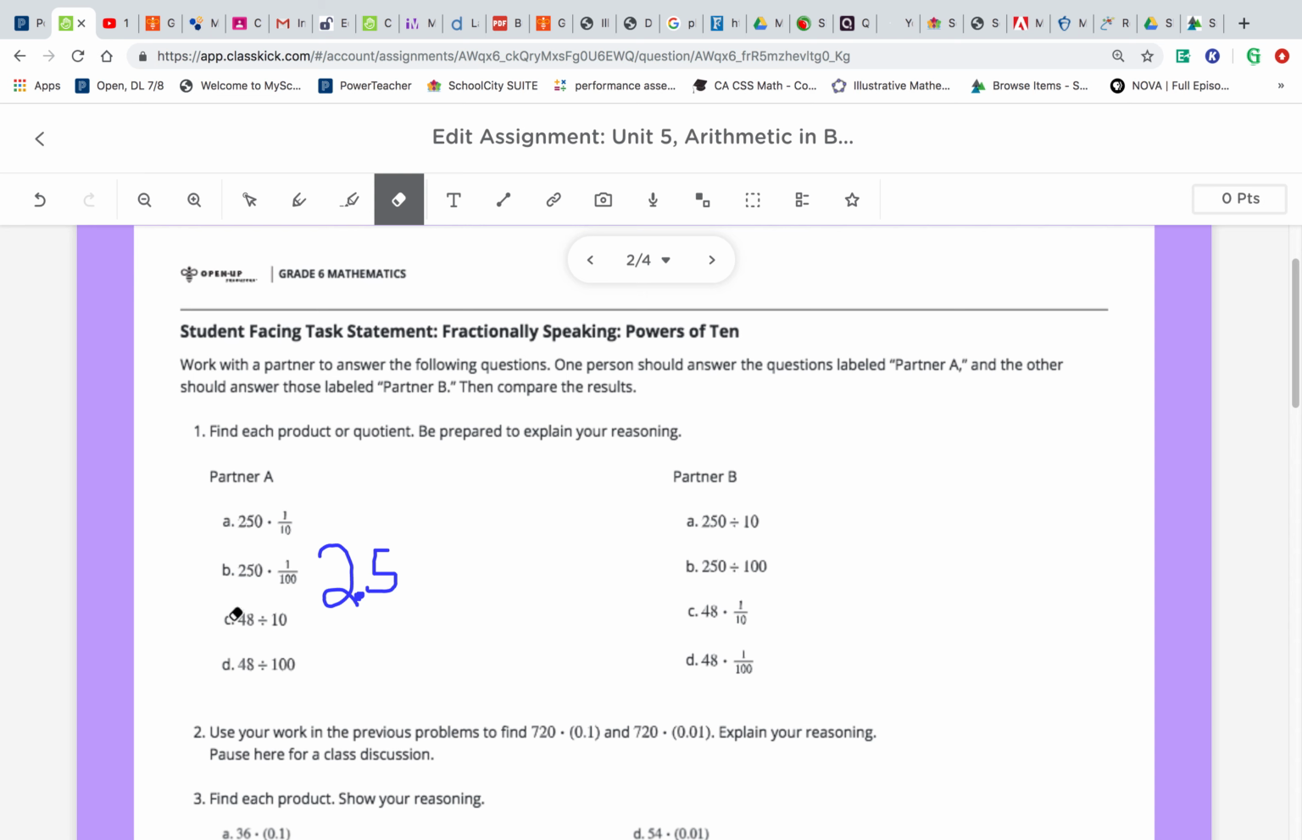Okay, so let's look at letter C. 48 divided by 10. Okay, if you're dividing it by 10, then we think in terms of moving the decimal point in one place.